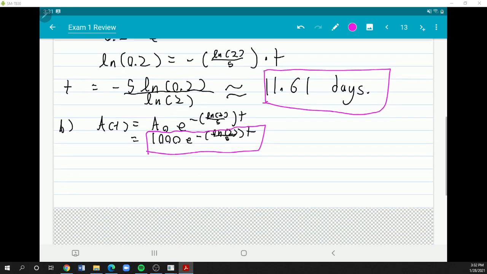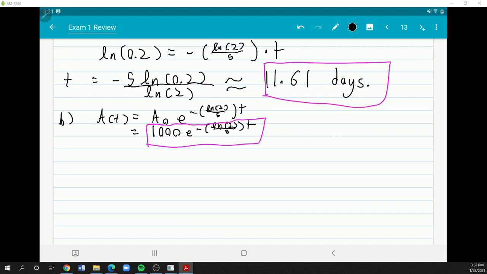And now C and D expect you to use what you had from B. So let's go ahead and do that. C and D make you want to use this one. So find the mass remaining after 10 days. All right, that just says plug in 10. A of 10 is 1,000 e to the minus log 2 over 5 times 10.